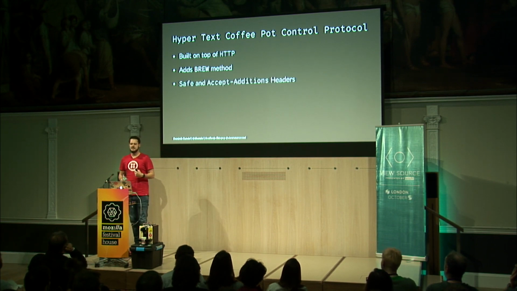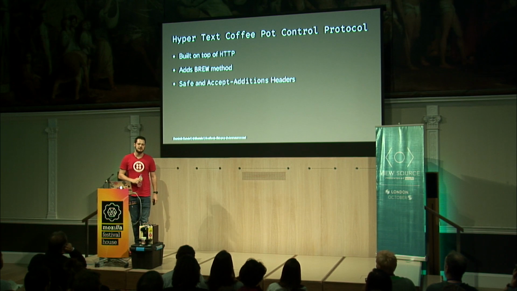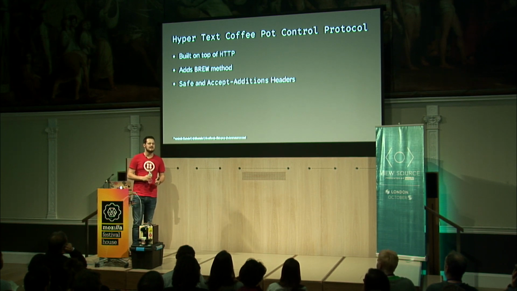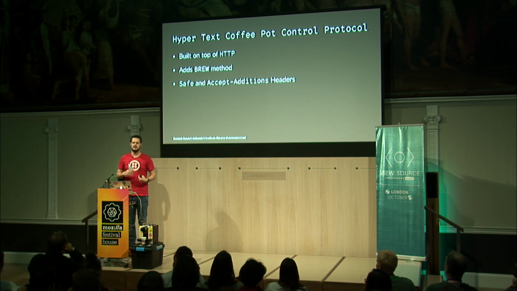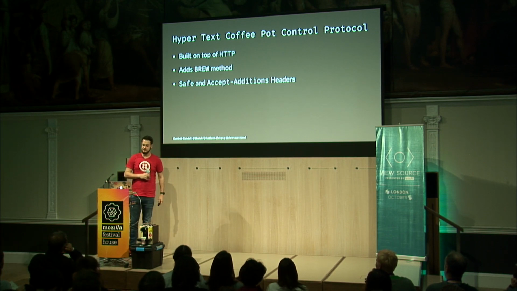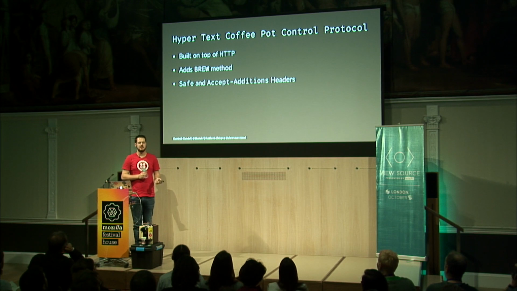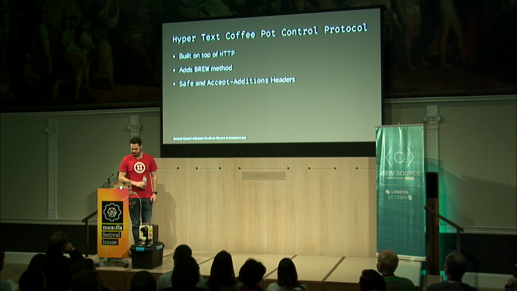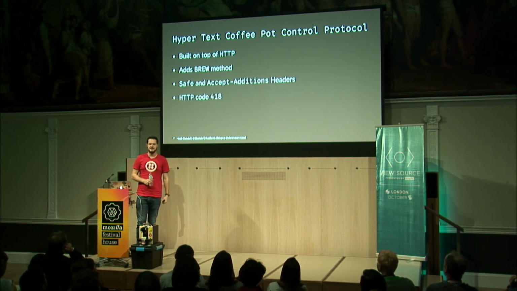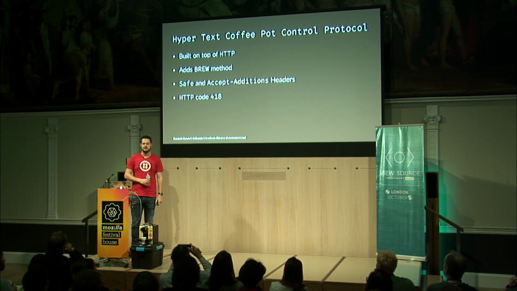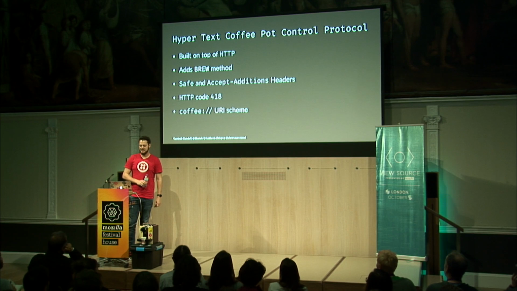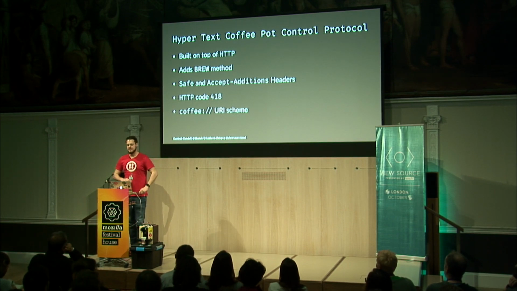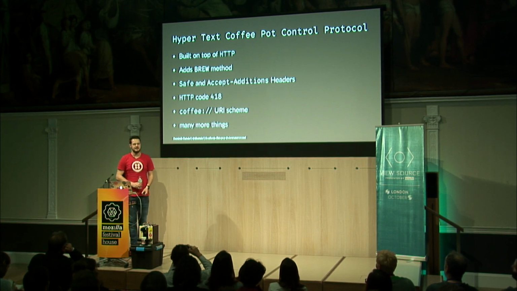It also alters the Safe header option to allow you to define if the user is awake to make sure that nobody consumes too much coffee. And it adds the Accept-Additions header, which allows you to ask for things like milk. It suggests the HTTP status code 418 in case you're trying to talk to a teapot instead of a coffee pot. And obviously, we need a new URI scheme, so there's the coffee URI scheme as well. And many other things. It's a great read.